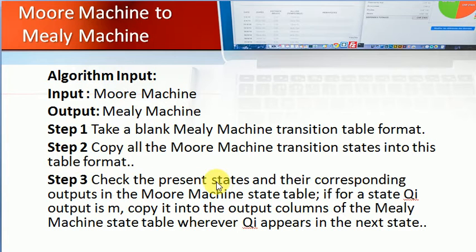Step 3. Check the present state and its corresponding output in the Moore machine state table. If the state Qi output is m, copy it into the output column of the Mealy machine state table wherever Qi appears in the next state. Do not worry, we will get a better look in the example.